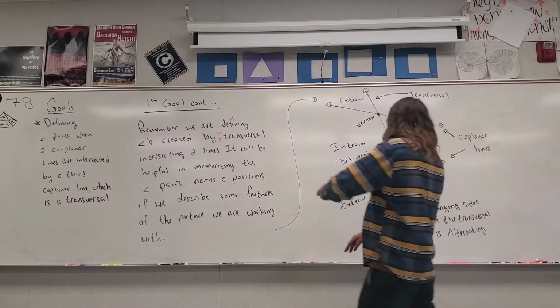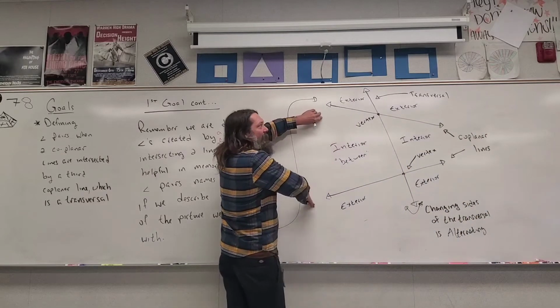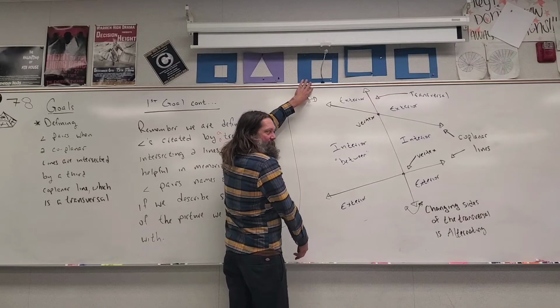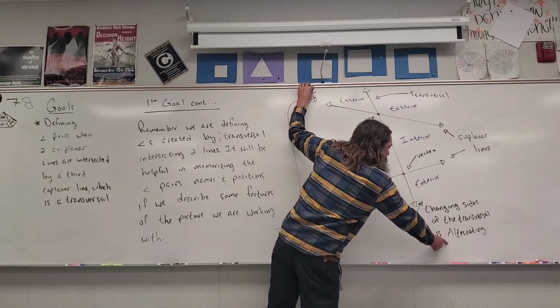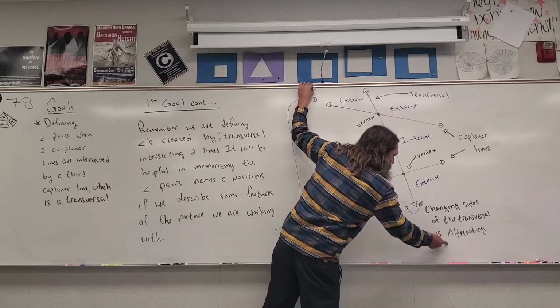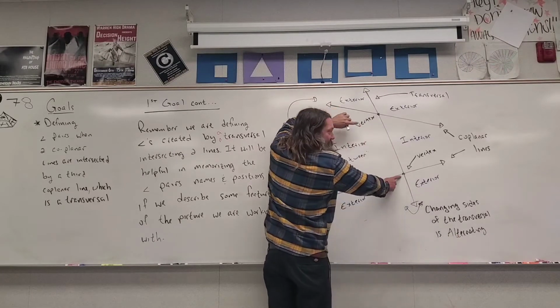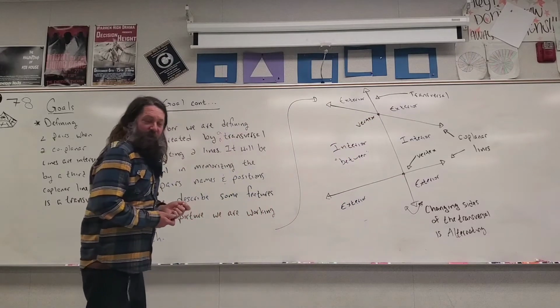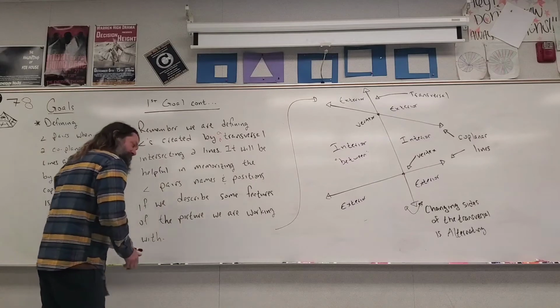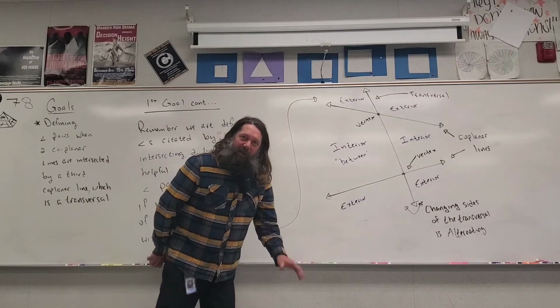So again, between the lines is the interior, outside the lines is considered the exterior, and when we change sides of the transversal, that's called alternating, and this is my vertex, and this is my vertex. So let me go ahead and erase all this, and I'll clean it up, and we will continue this lesson, and I'll be back.